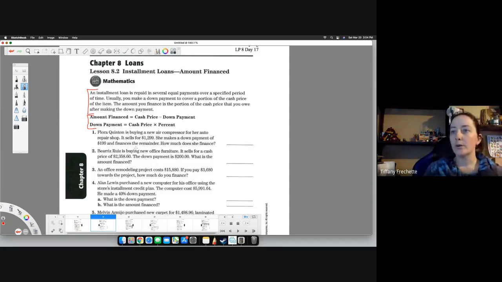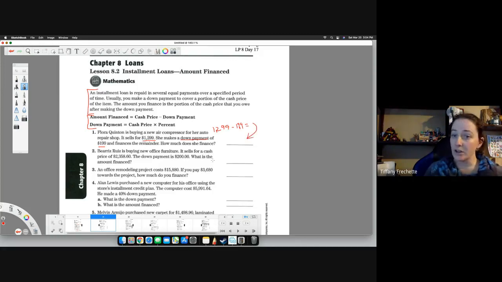So Flora Quinton is buying a new air compressor for her auto repair shop. It sells for $1,299. She makes a down payment of $199 and finances the remainder. How much does she finance? So this is a very simple, just kind of subtraction problem here. What's the cash price? What's my down payment? Cash price was $1,299. Her down payment was $199. So I just have to subtract those, and that'll tell me the amount she financed.